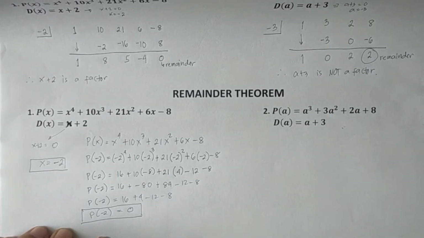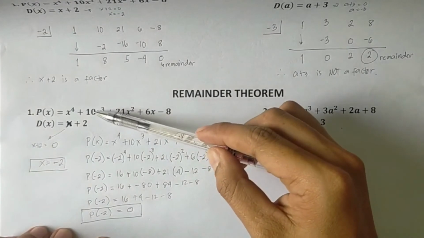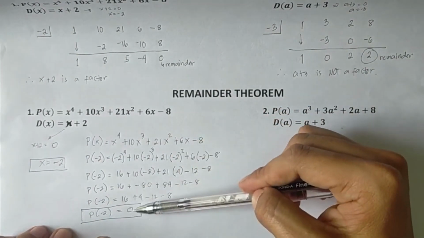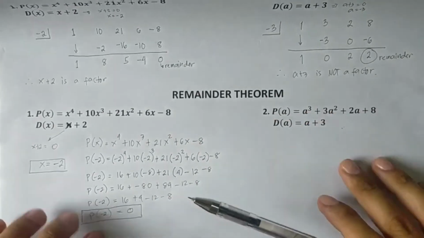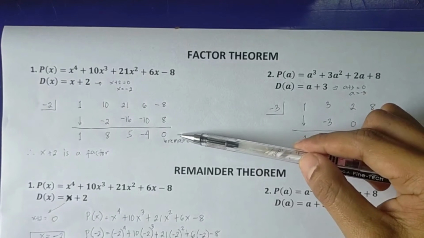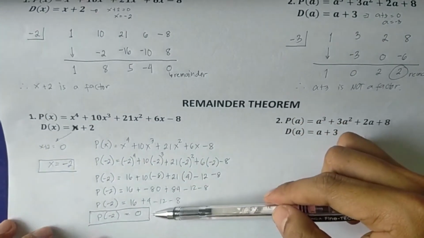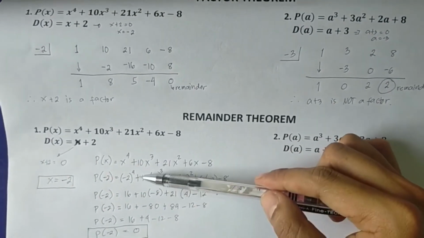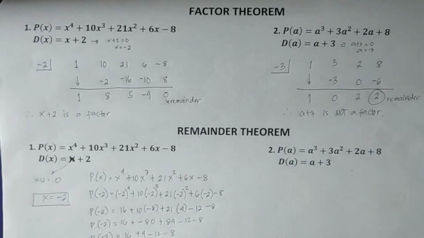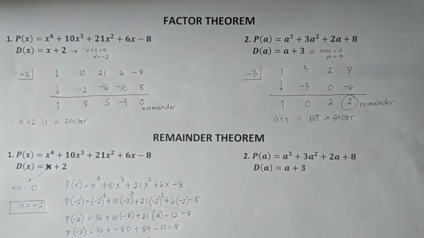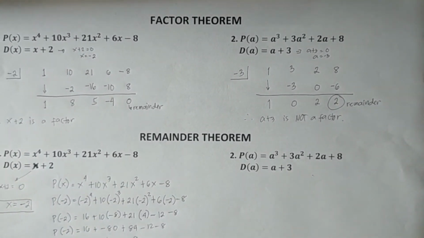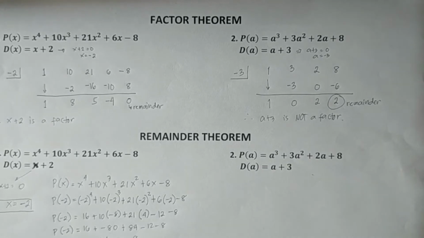That means if you're going to divide this polynomial by this polynomial, the remainder is equal to 0. Same as here. You have the same given here, so the remainder is 0. Again, this is the remainder theorem way. Okay, how about number 2? Let's try to identify the remainder using remainder theorem.